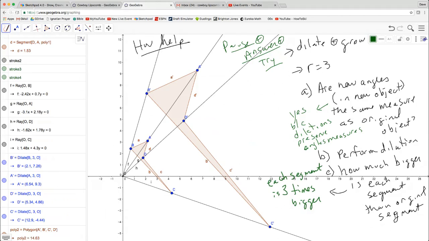Okay, hopefully this was useful. You're going to have some questions. I think 4 and 5 on your homework are going to ask you about angle measures of dilations and segment sizes and dilations. And hopefully you know the answer. This problem right here answered that question for you, in addition to showing you how to perform dilations yourself. So hopefully this was a useful exercise.